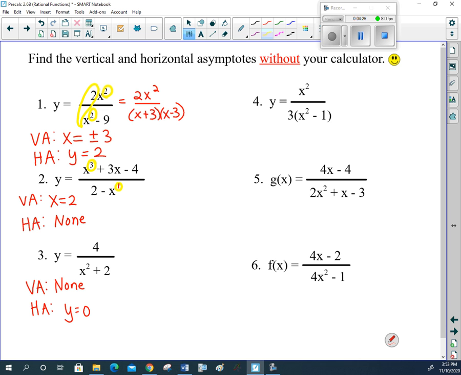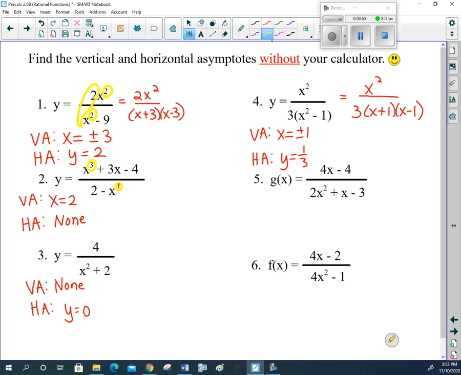Okay, question number 4. If you go ahead and factor that, you're going to end up with x squared over 3 times x plus 1 and x minus 1. So your vertical asymptotes are at x equals positive and negative 1. The horizontal asymptote is at y equals 1/3.